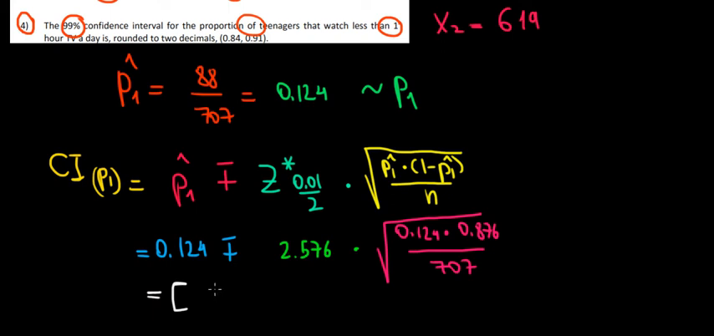It would range between 0.092 up to 0.156. And what we can see in the answer key, they have slightly different values. So the answer to this question is false, and we are done.